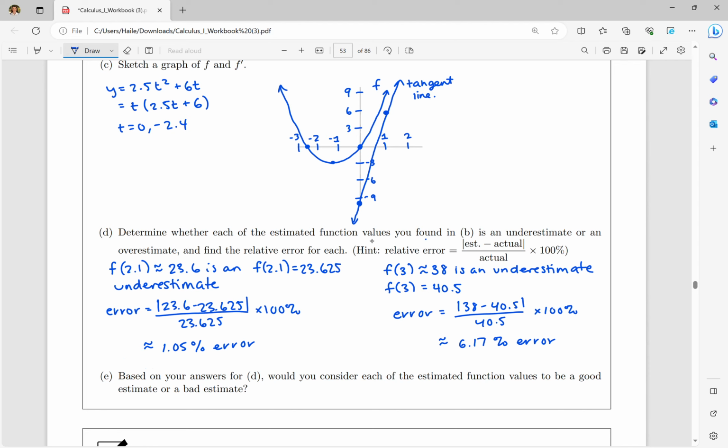Well, let's actually put this answer in part E. So t was equal to 2. So the estimate for 2.1 is better than the estimate at 3. And that's because 3 is farther from 2 than 2.1 is. Okay? So estimation can be kind of tricky, but that's really what's super important.